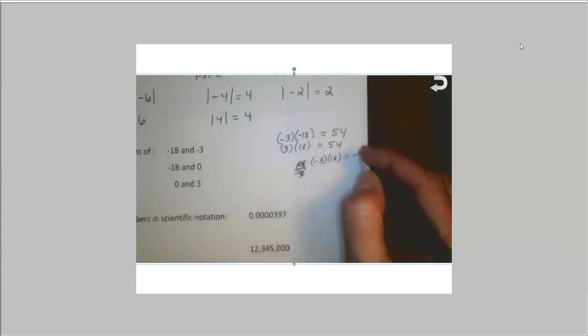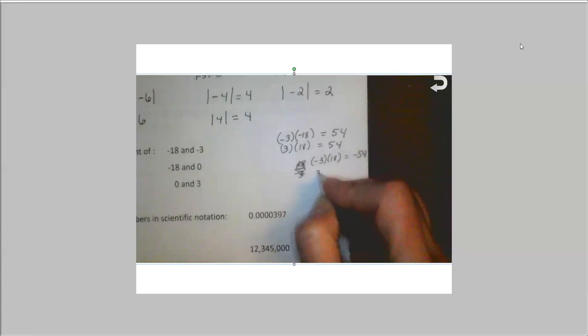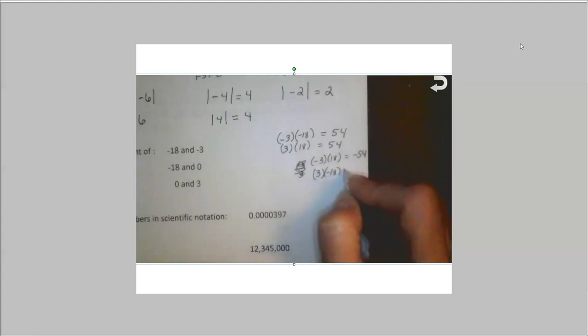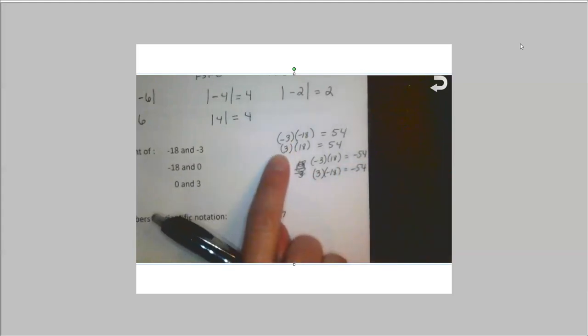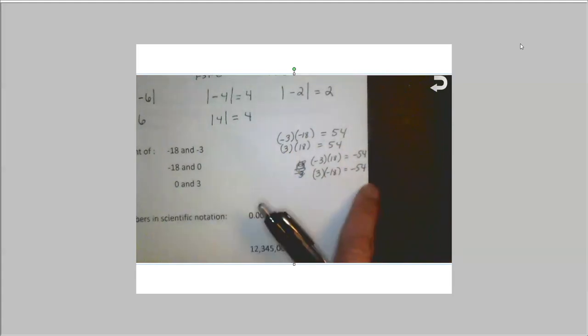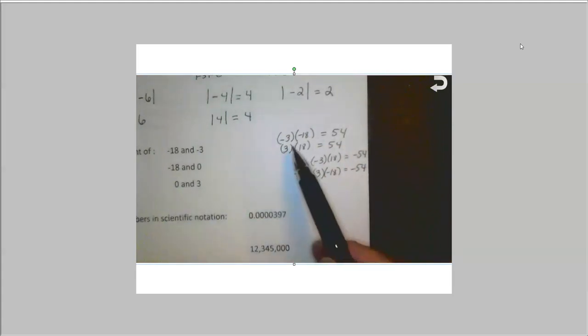My answer would stay a negative. And it doesn't matter which one is negative. As long as the signs are different, your answer will be negative. So multiplying same signs gives you a positive answer. Multiplying different signs gives you a negative answer. And like the rule before, when I am multiplying an even number of negatives, I get a positive. When I'm multiplying an odd number of negatives, there's just one, I get a negative answer.